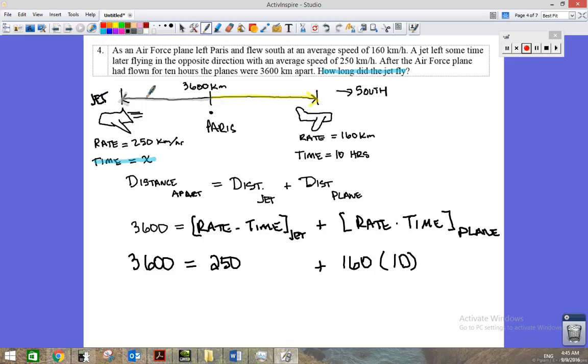This is the jet and the plane. So down here, this time, that's our variable x. And now we have one equation and one unknown, and we can solve for this x.